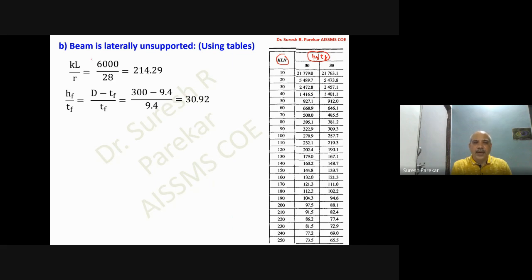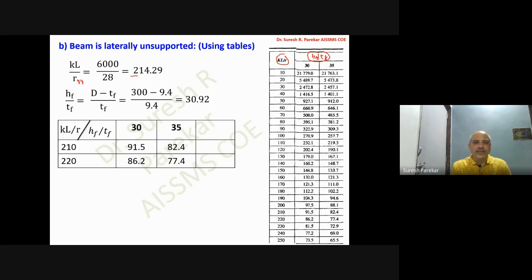So now KL upon R, K we have effective length we have taken 6000, and this is R minimum, which is RYY, which is 28, which will give us the value 214.29. And then we have HF upon TF. I already mentioned that in the code this was printed as H, but if you go to the amendment of this, then you will see that it is HF, the center to center distance between flanges. Therefore we have D minus TF. We have center to center distance, that is half flange from top, half flange from bottom, and therefore 300 minus 9.4 upon 9.4, and that gives me 30.92.